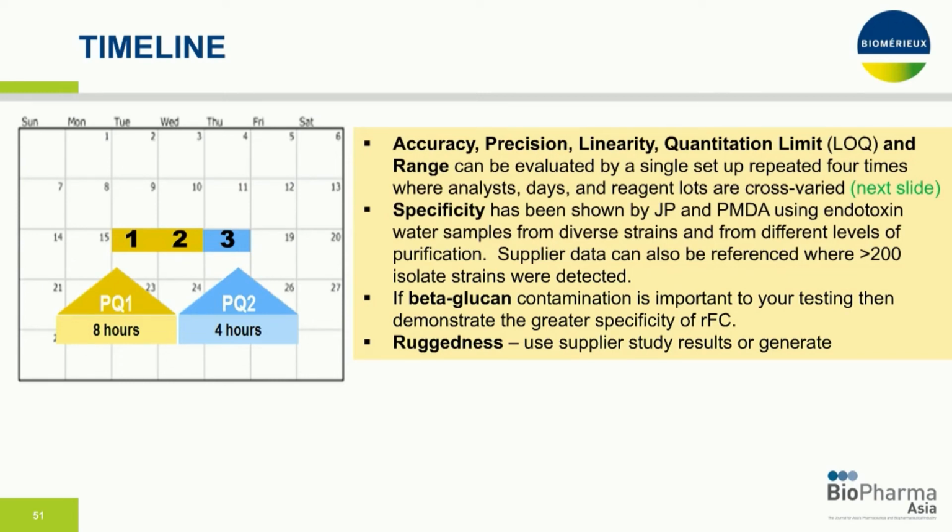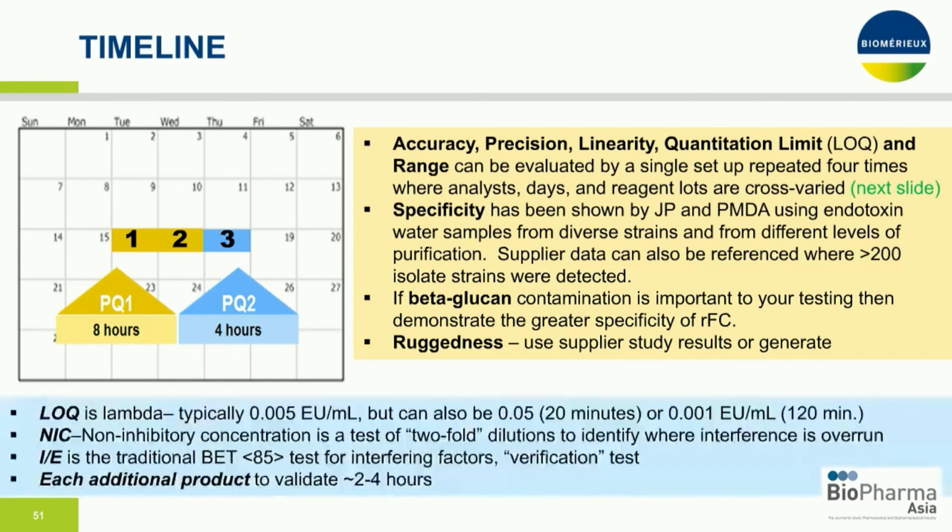The specificity, we already talked about that. It's good to show if you have a concern with beta-glucans. You can certainly show the demonstration of that. Otherwise, I would reference it from the supplier validation. The same with the ruggedness.